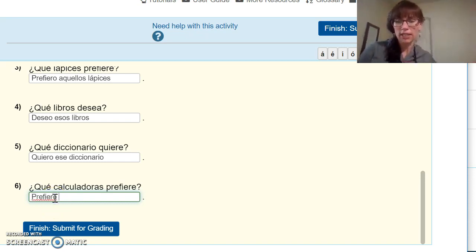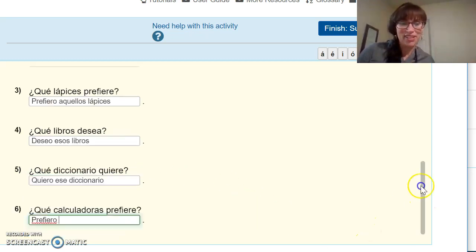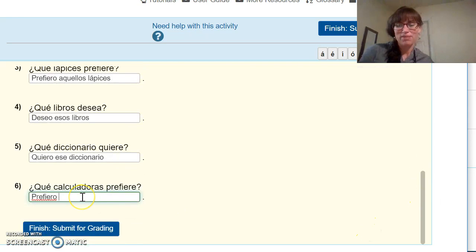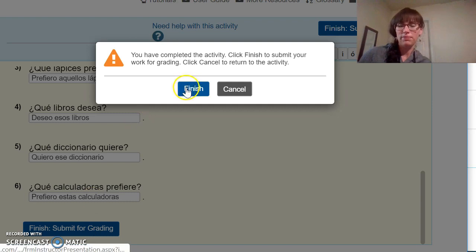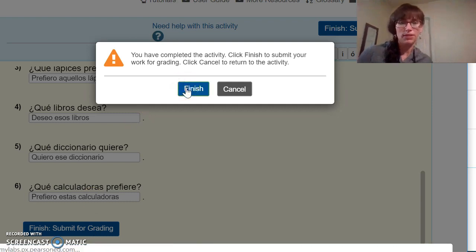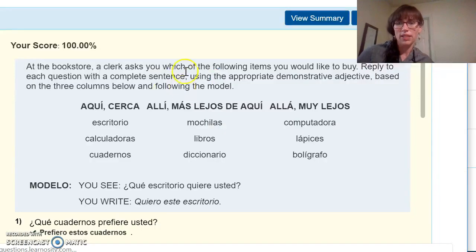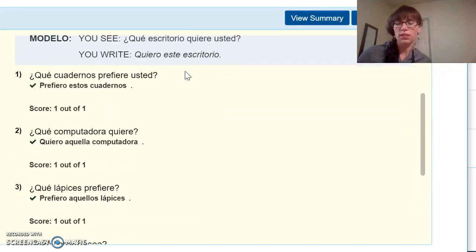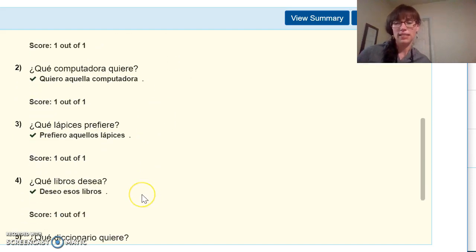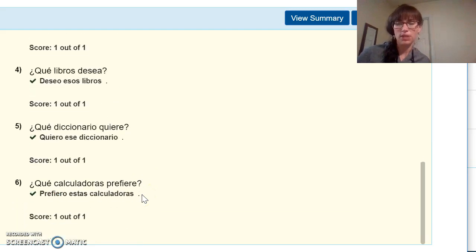So prefiero, the calculadoras were close to us, right? Yep. Prefiero estas, to agree with the feminine plural noun calculadoras. Bien. Double check and make sure I didn't overlook anything. Okay, so prefiero estos cuadernos, quiero aquella computadora, prefiero aquellos lápices, deseo esos libros, quiero ese diccionario, and prefiero estas calculadoras. So hopefully those are helpful to you.